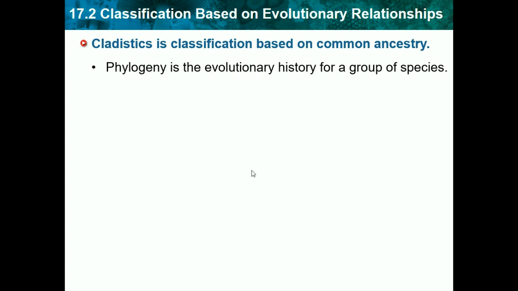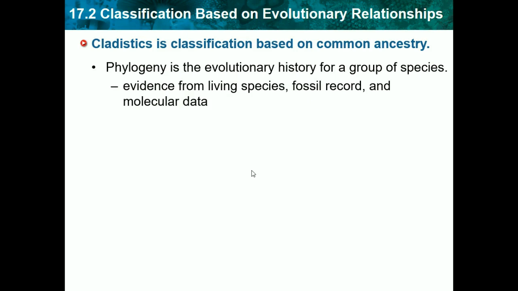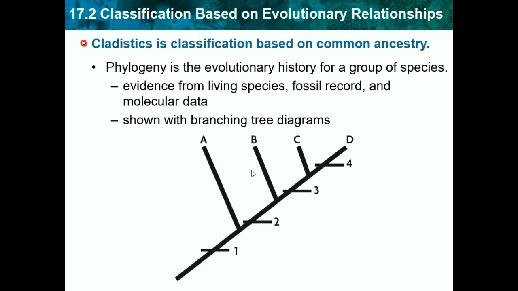Phylogeny is the evolutionary history of a group of species. Evidence from living species, fossil records, and molecular data, shown with branching tree diagrams. So it starts from one main thing and it branches out to many specific things. This is probably older in history, and then this is more recent, and these are different species here. It shows how they branched off from the original species, probably due to isolation and the things we discussed in the evolution chapter.